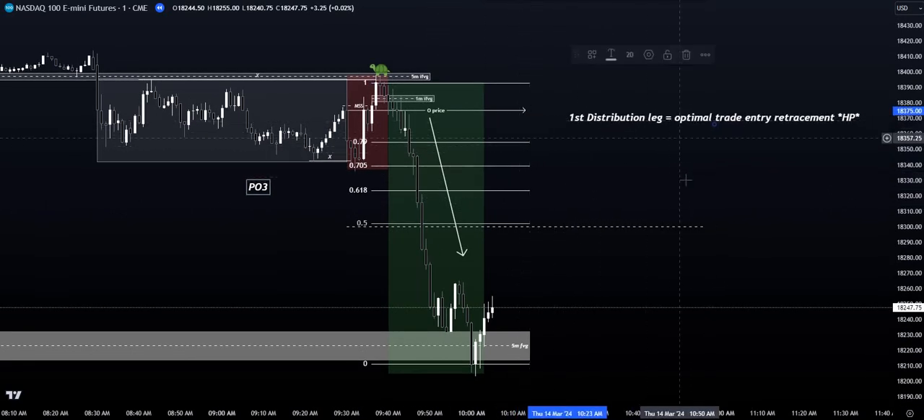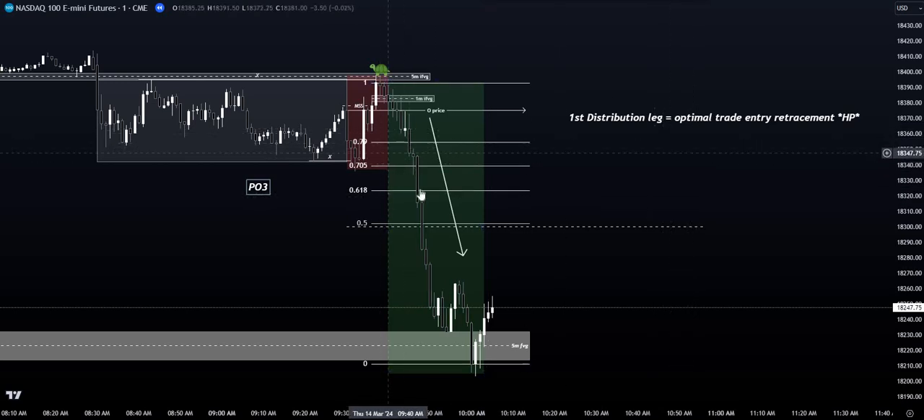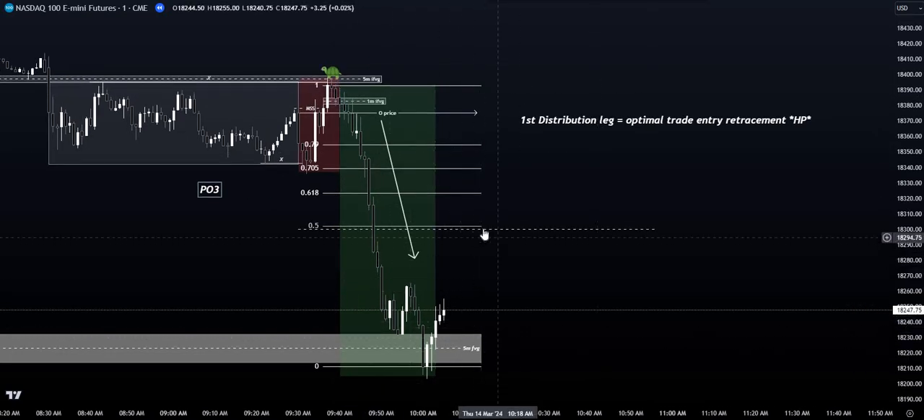So it's usually going to do one of the two things. When you have your first distribution leg, you have a higher probability chance of price coming into optimal trade entry instead of equilibrium. So remember that. Your first distribution leg is usually the distribution after the power of 3. And you will have a second distribution leg after you retrace into either equilibrium or optimal trade entry.